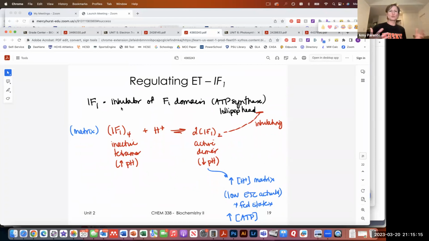And all of these things should sort of make sense, right? If we are doing a lot of electron transport, what we're going to be seeing is an increase in pH in either the matrix or the stroma, right? And so we can have that sort of affecting things. So in this case, if we've got this inhibitor domain, we don't want to be inhibiting ATP synthase if we're actively doing electron transport. But if we're not doing electron transport, we want this inhibitor to be in sort of this dimeric state so that we can be inactivating ATP synthase.